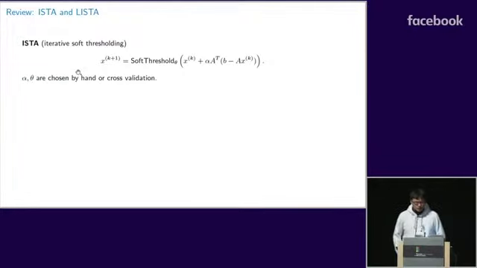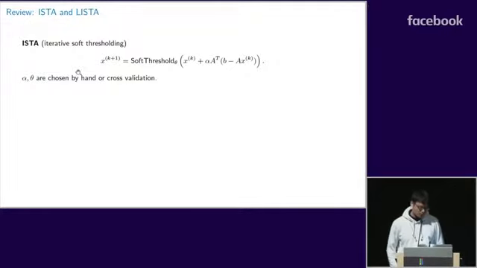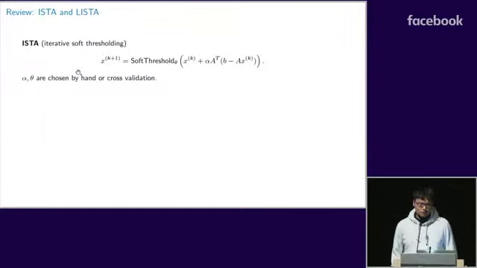To review ISTA, we can see it actually takes a recurrent form of iterations. In each iteration, it has two matrix multiplications followed by a soft-thresholding function, which is based on the optimization. And there are two parameters to be tuned, which is easy to tune.